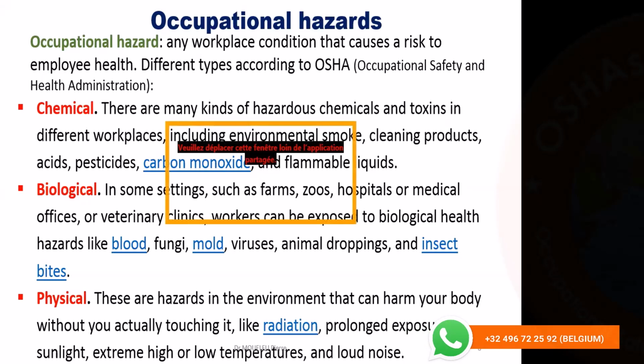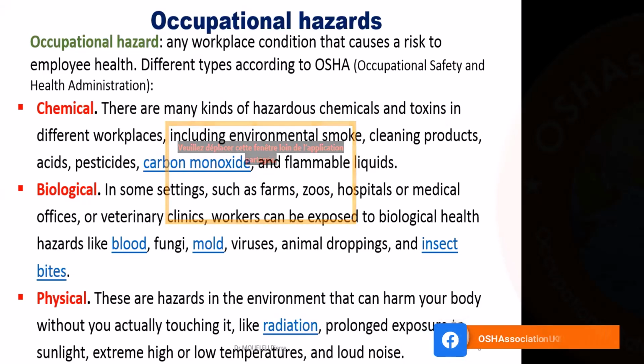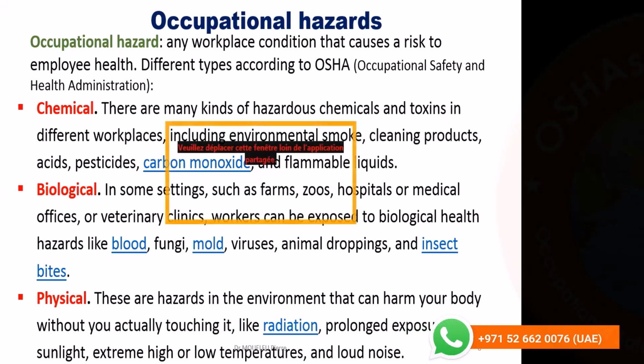We also have biological hazards, which can be found in places like farms, zoos, and so on. All those elements that can be found at those different places are considered here to be biological hazards. We can have blood, fungi, molds, viruses, animal droppings, and also insect bites.